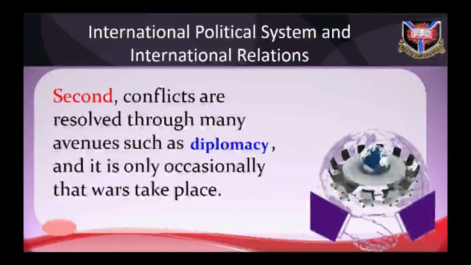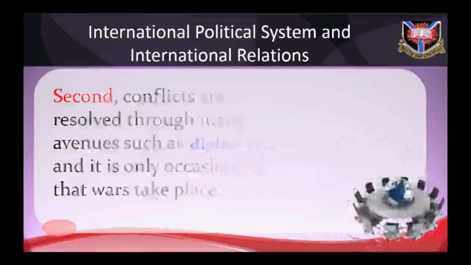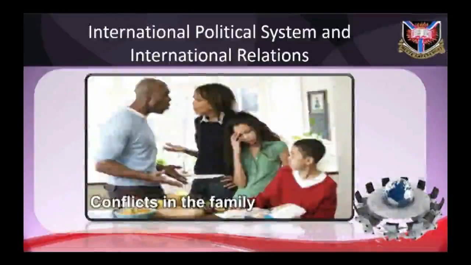Second, conflicts are resolved through many avenues such as diplomacy, and it is only occasionally that wars take place. There are conflicts and criminals within the state system and even in the family, which is the smallest social unit.